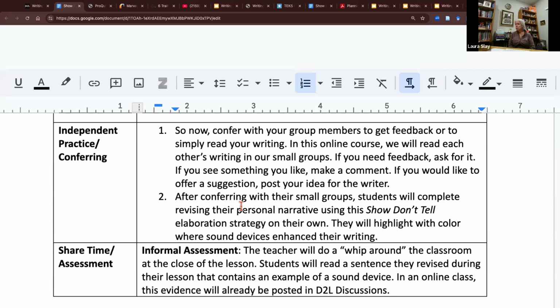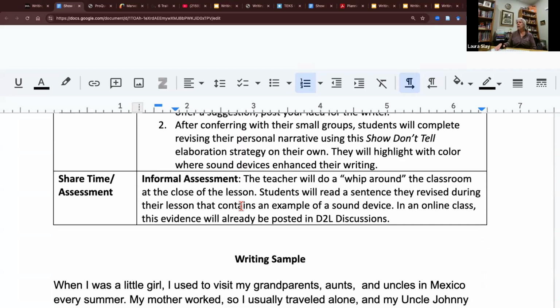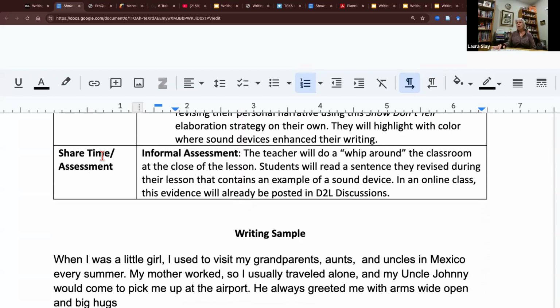After conferring in their small groups, students will complete revising their personal narrative using the show don't tell elaboration strategy on their own, and they will highlight with color where the sound devices enhance their writing. And then you have a share time, where your share time ended up becoming your publishing time because we didn't have a proper formal writing workshop where we were all together in order to be able to share.